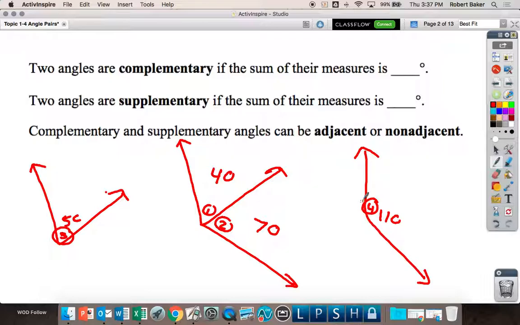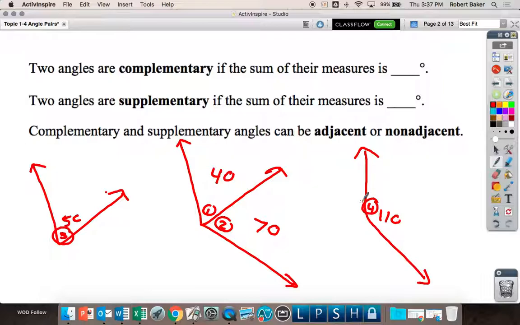Whoa, whoa, whoa. You see a 180 up there? Which ones are 180s? 2 and 4 are 180s. That's weird. What do we really call that? Supplementary. Angle 2 and angle 4 are supplementary angles. Do you see a pair of adjacent angles up there? Angle 1 and angle 2, but they add up to 110 degrees. They're still adjacent. Is there a name for angles that add up to 110? No, there's not. They're just two angles that add up to 110.